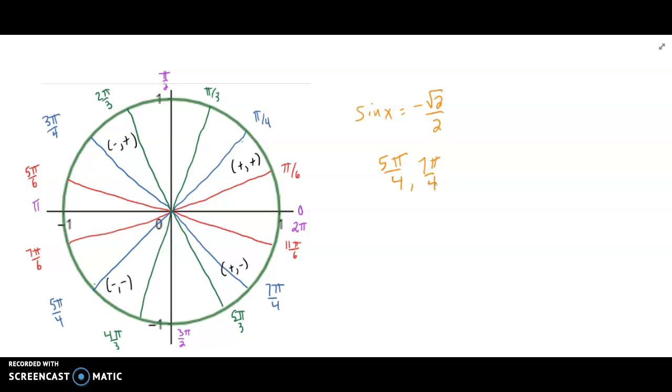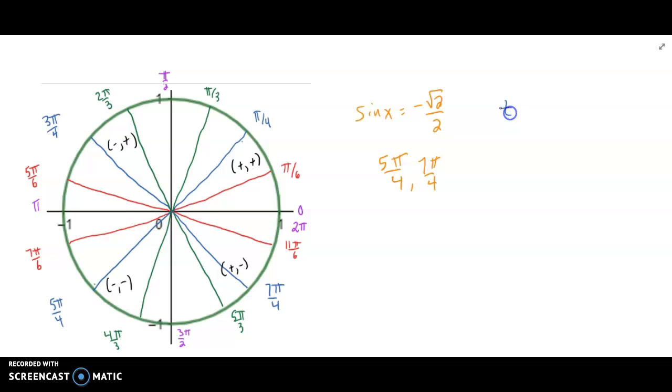Now typically we're going to get two answers to our equations, because we're looking for those values all the way around, and there's usually some symmetry going on where we've got duplicate values. There are exceptions, of course, and we'll get into those in a little bit. So let's try another one here.